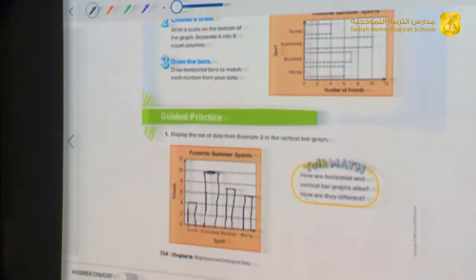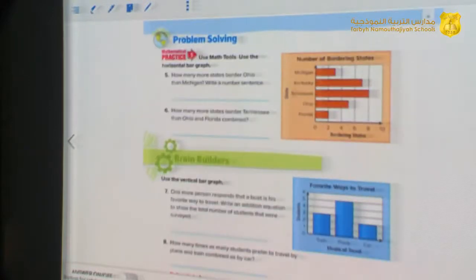The next page, go to page 706. Page 706. Sorry for that. We'll reload this page. Now, look at this example. Yes, this example represents what? It shows a horizontal bar graph.